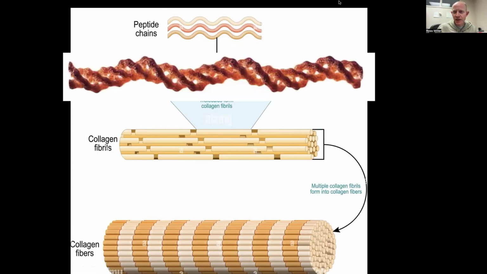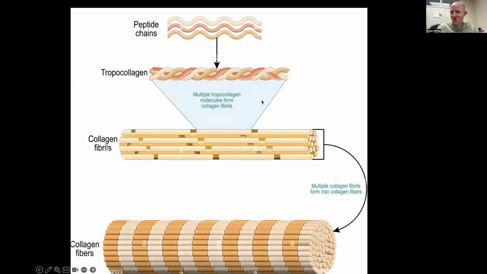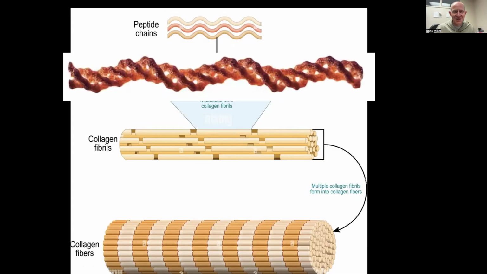Now, here's what they actually look like. These drawings back here are just cartoons and estimates of what these things look like. Here's what those peptide chains in the tropocollagen fibers actually look like for real. You can see this isn't just a conceptual idea. This is what they really look like. They're twisted around each other along the longitudinal axis of those fibers.